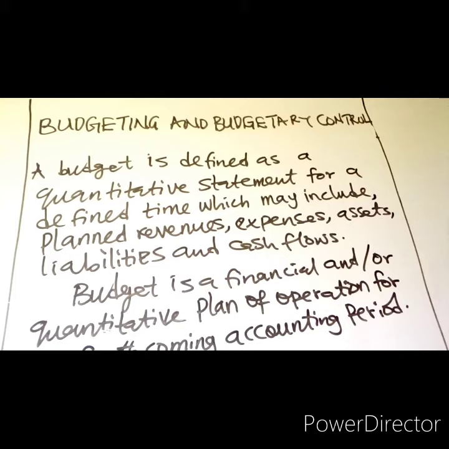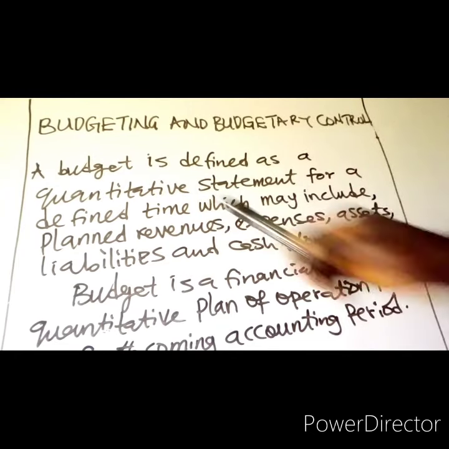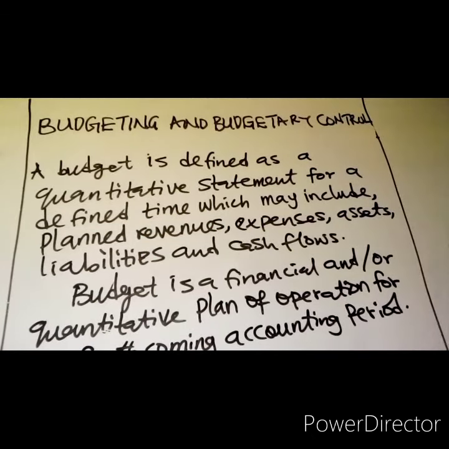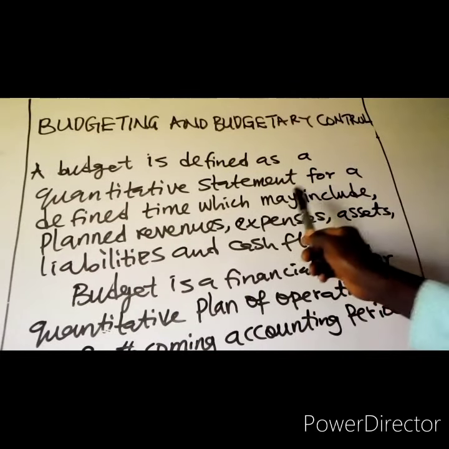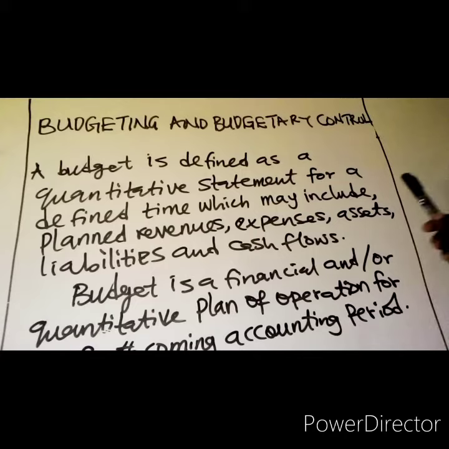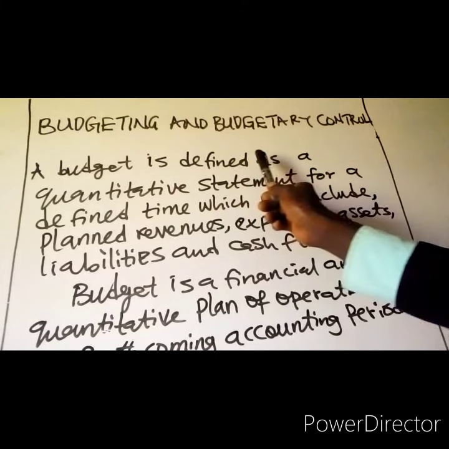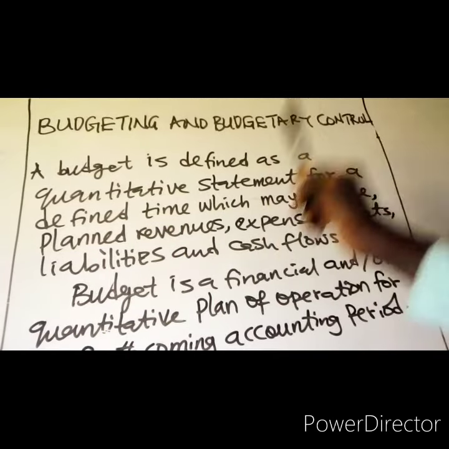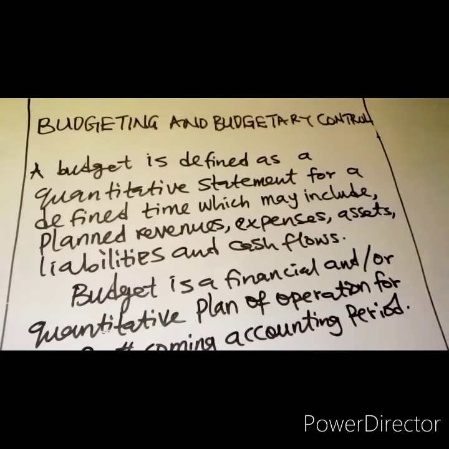Budgeting and budgetary control. A budget is defined as a quantitative statement for a defined time, which may include planned revenues, expenses, assets, liabilities, and cash flows.